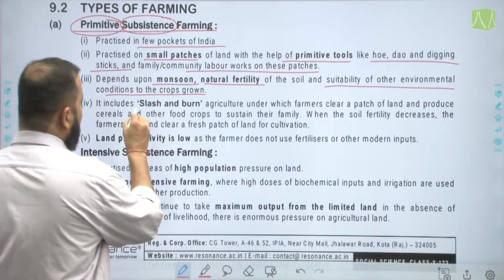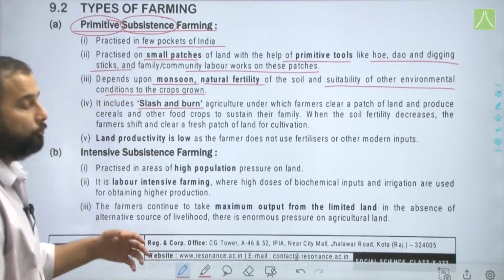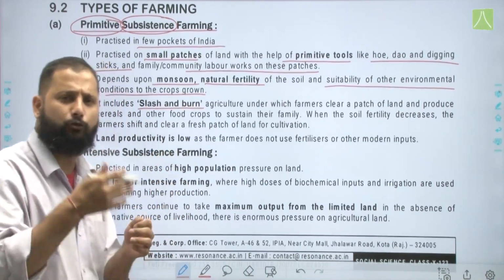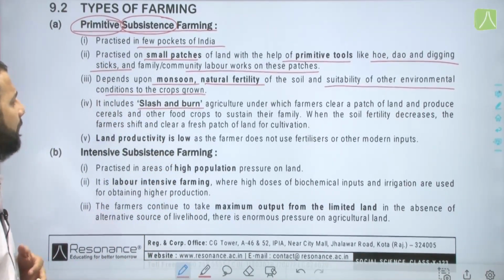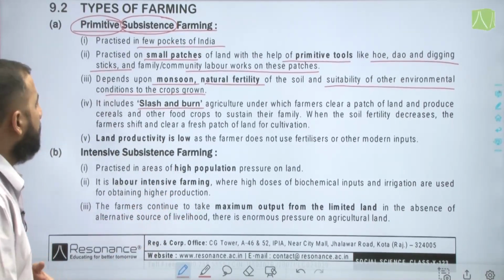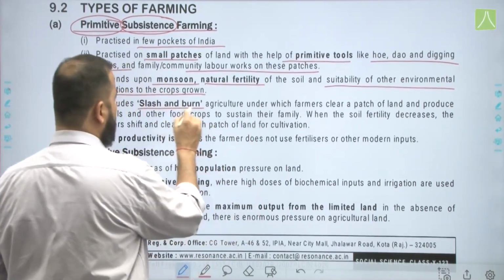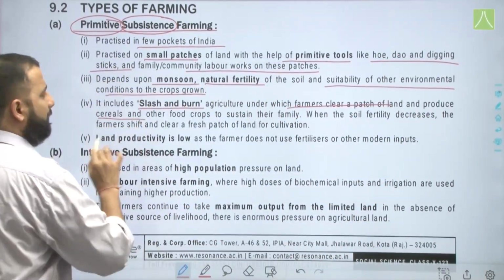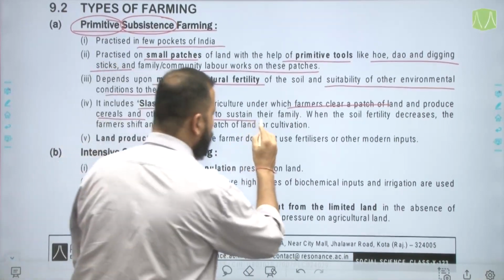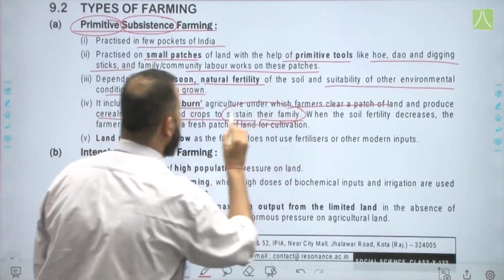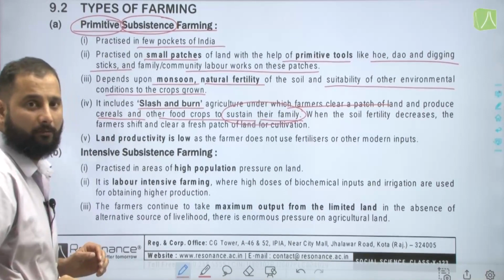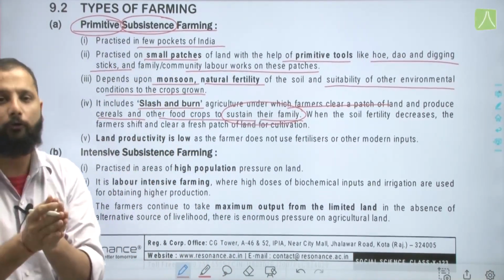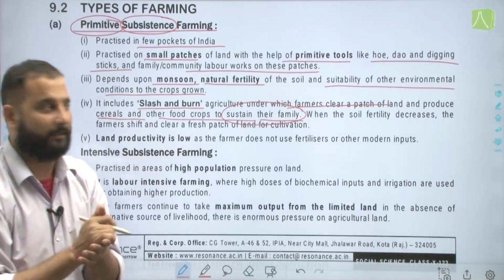It is also known as slash and burn and shifting cultivation, and by different names in different parts of the world like jhumming, milpa, roca. Slash and burn is agriculture under which farmers clear a patch of land and produce cereals and other food crops to sustain their family. This is only to sustain their family, and that is what relates to the word subsistence. You are producing only for your own family requirements. You are not producing enough to actually go and sell in the market.